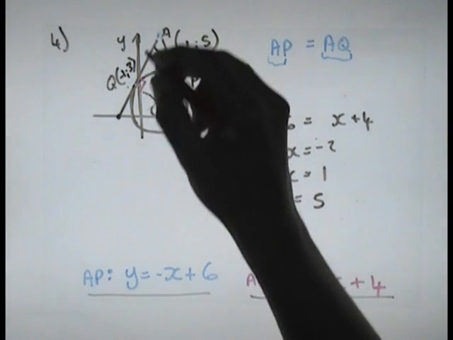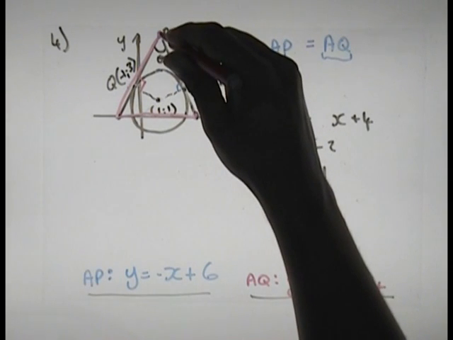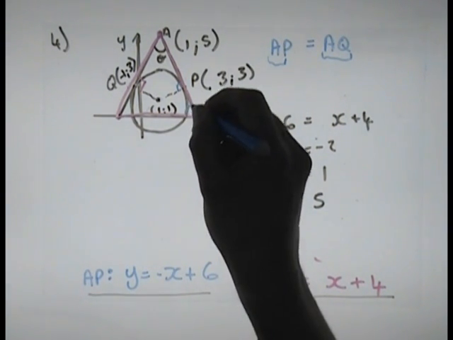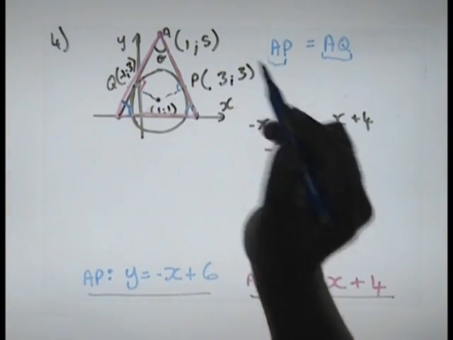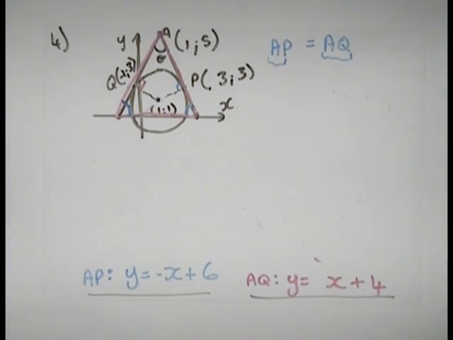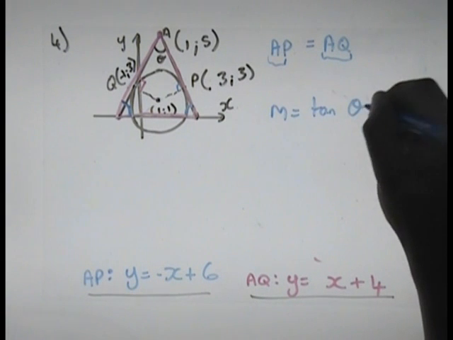Let me sketch that in red. That forms a triangle. And what do we know about the interior angles of a triangle? They are equal to 180 degrees. So what if I were able to find that angle over there and that angle over there, and subtract them from 180, and that would give me theta. To get those angles, I'm going to use m is equal to tan of theta.